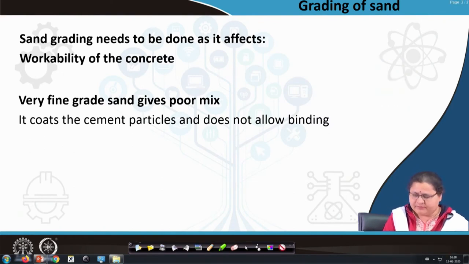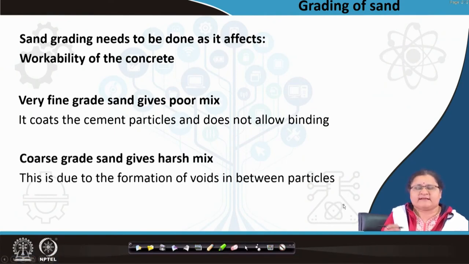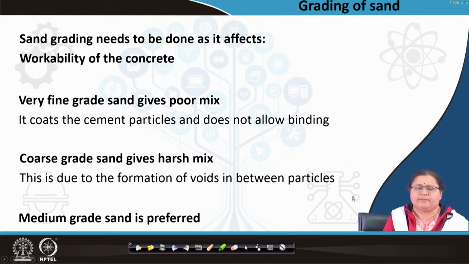Similarly, we have coarse grade sand, that is the other end. It gives a very harsh mix. It leaves voids. As I told you, in the compaction process, you try to get rid of the voids. But if coarse particles of sand are used, then it may lead to voids remaining. So, best is the medium grade sand for construction purposes.